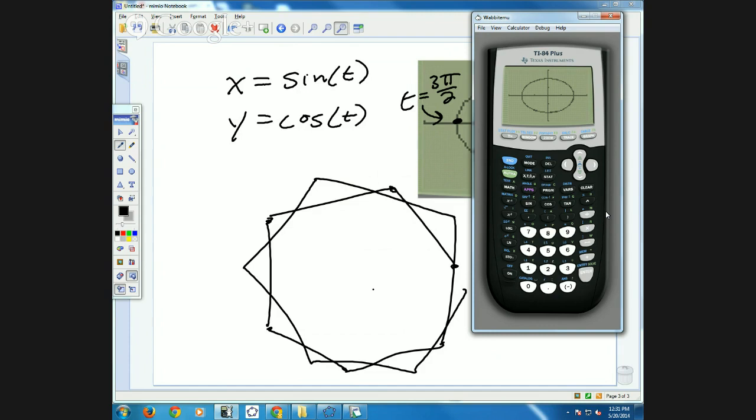Okay, I set my T max to be 4 pi. So I made it do 2 revolutions. Okay. So this one went counterclockwise. Any thoughts on what I could do to start at the same point, the point 0, 1, but make it go, let's see, that went clockwise. I want it to go the other way.